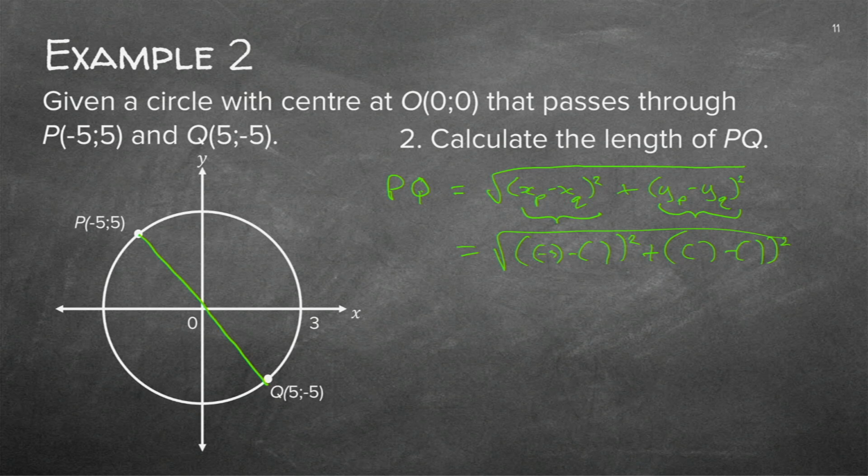X of P is minus 5. X of Q is 5. Y of P is 5. Y of Q is minus 5. So if I work that out, it's minus 5 minus 5, which is minus 10 squared, which is 100, plus, this is 5 plus 5, which is 10 squared, which is 100. So the answer is the square root of 200. You can actually write it as 10 square root 2, or you can just leave it as a square root. What are they asking? Calculate the length of PQ. So there I've got the length of PQ.